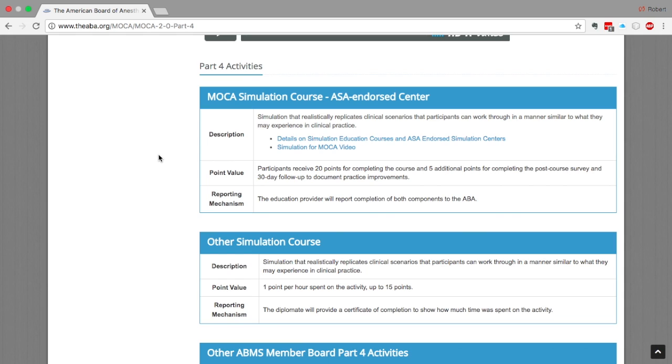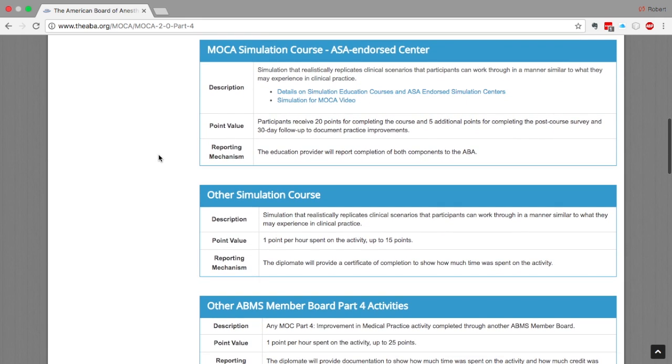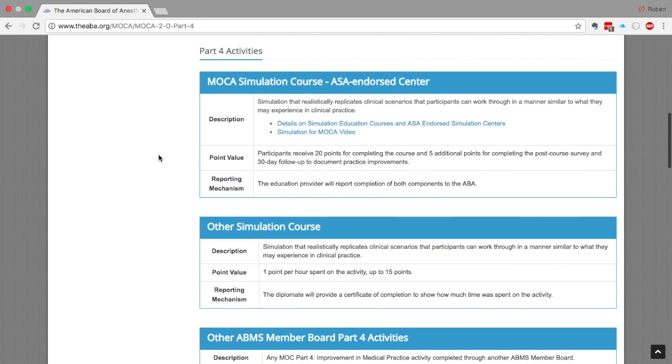The first listed one is the MOCA simulation course at an ASA-endorsed center. This is the traditional simulation course from MOCA 1.0, which still carries over. It used to be required. Now it is an optional component of MOCA 2.0 under Part 4. If you have to get a quick 25 points for your first half of the section, this might be a way to do it because it counts for 25.